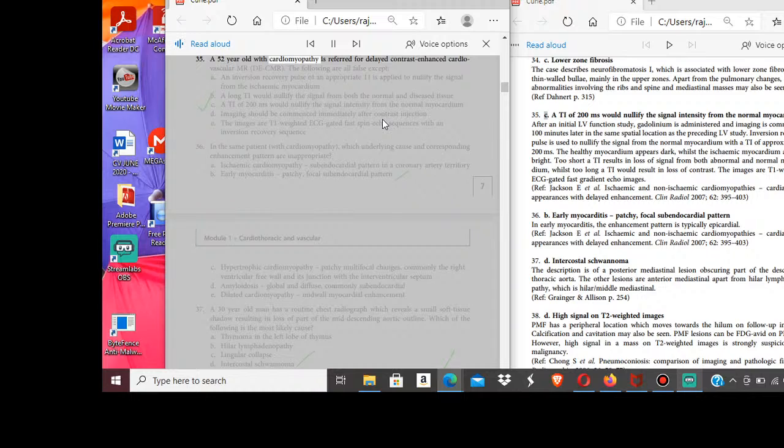35. A 52-year-old with cardiomyopathy is referred for delayed contrast-enhanced cardiovascular MR, CMR. The following are all false except: A. An inversion recovery pulse of an appropriate TI is applied to nullify the signal from the ischemic myocardium. B. A long TI would nullify the signal from both the normal and diseased tissue. C. A TI of 200 milliseconds would nullify the signal intensity from the normal myocardium. D. Imaging should be commenced immediately.